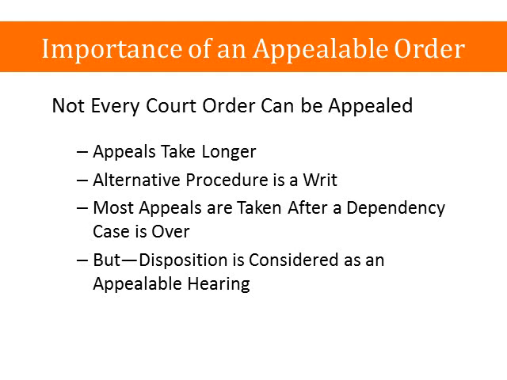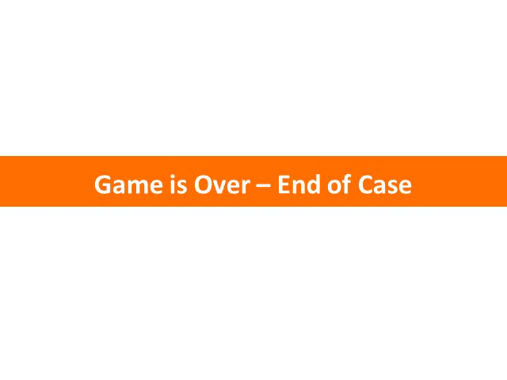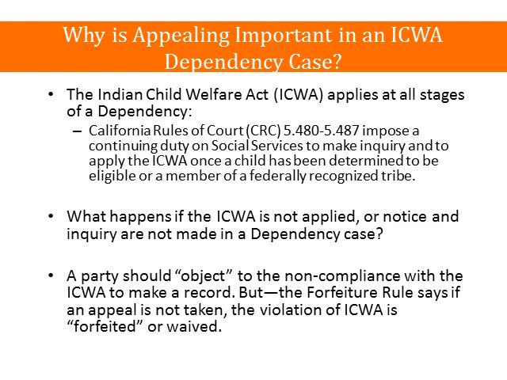What's the importance, though, of an appealable order? Why would it matter? Because not every order can be appealed. Appeals, as a general rule, take longer in time. By comparison, there's an alternative procedure called a writ, which is a faster track to get a particular ruling reviewed. But most appeals are taken when the case is done and over. But disposition has been considered to be a final hearing for purposes of appeal. And that is significant, because if it's not appealed, then the forfeiture of whatever rights or issues might have been raised is triggered. So the end of a case is the end, except when it's in the middle and it's a disposition.